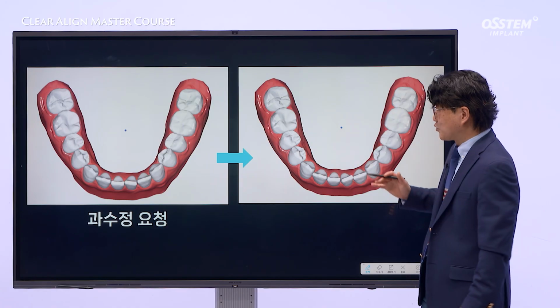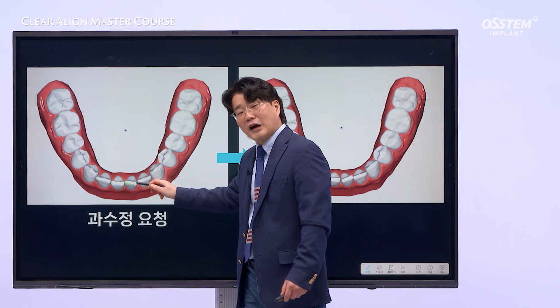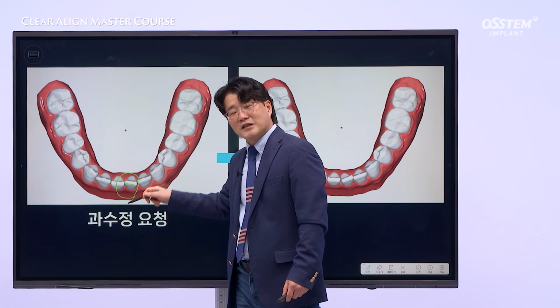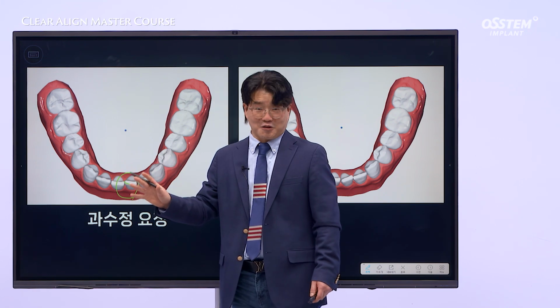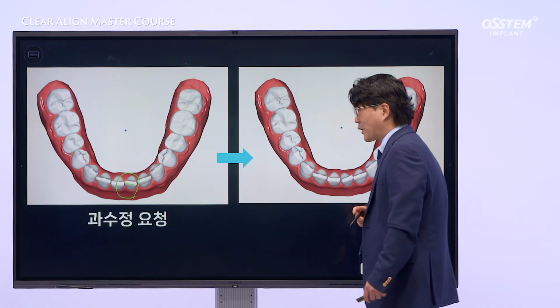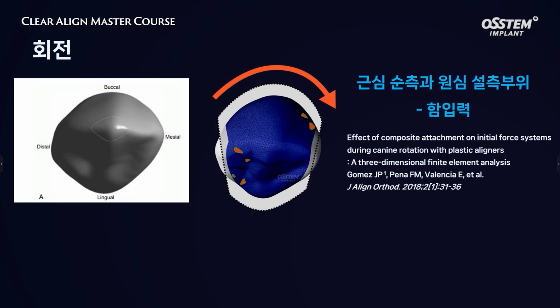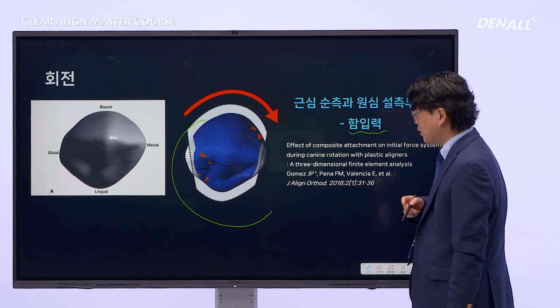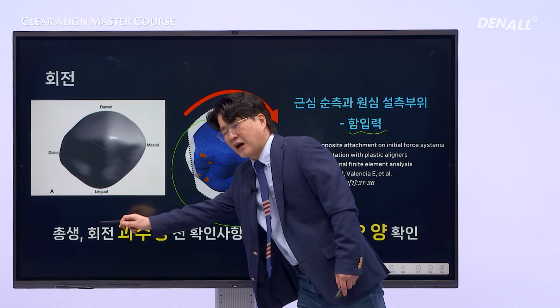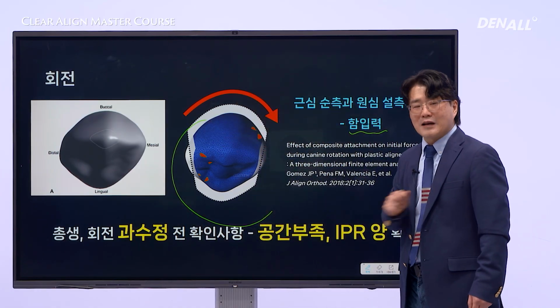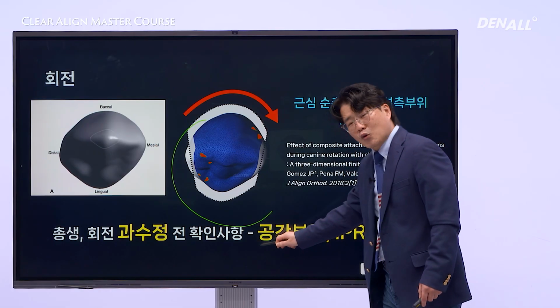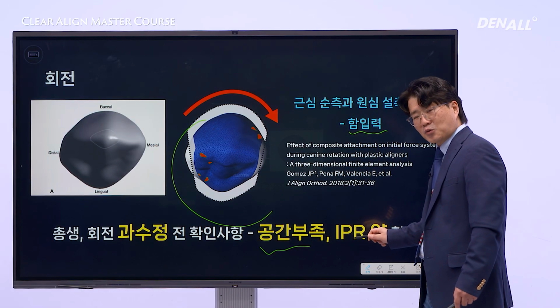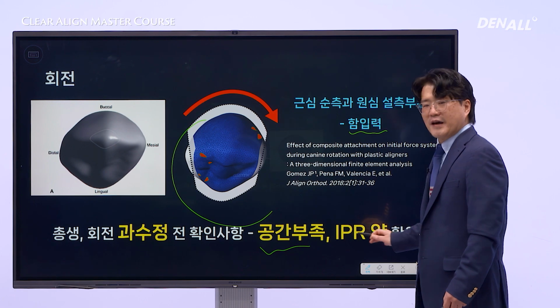But here's what's important. Before requesting overcorrection, you need to carefully evaluate whether the tooth movement failed to occur despite the effort to move it, or whether overcorrection is truly necessary. As mentioned in the previous session, unnecessary intrusive forces can be generated during movements such as rotation and crowding. That's why, before deciding on overcorrection for cases involving rotation or crowding, it's crucial to check if there is insufficient space or if a slight amount of additional IPR is needed.